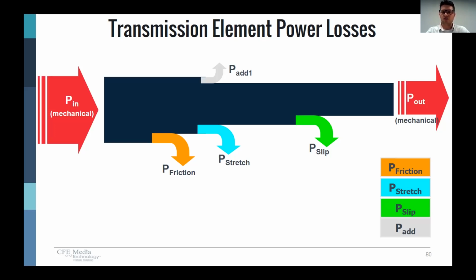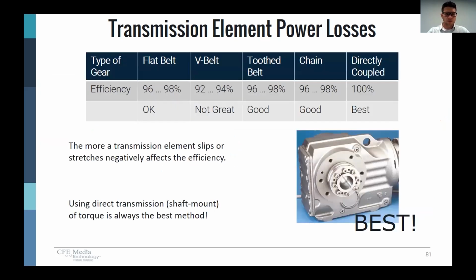There's different styles of transmission elements between your gearbox and your application, and there's going to be losses there. You're going to have friction, you could have stretch, you could have slip if your belt doesn't have any teeth. So of course, that's probably going to be our worst choice for a transmission element, something like a V-belt. A V-belt is going to have the worst efficiency because not only do you have stretch, but you have slip, and slip creates a lot of friction, and friction is heat, of course, and that's lost energy. So we don't want to do that.